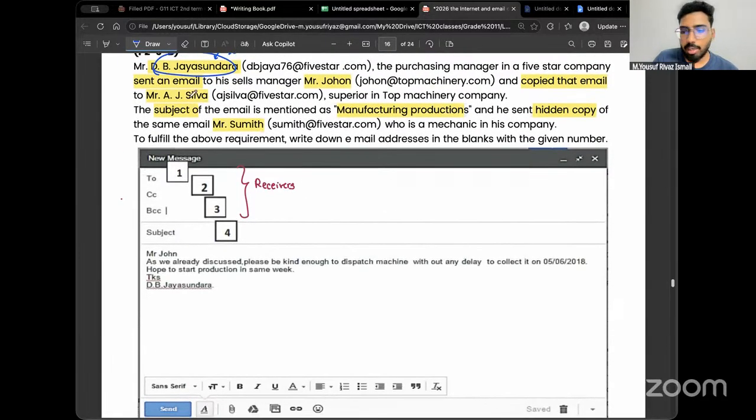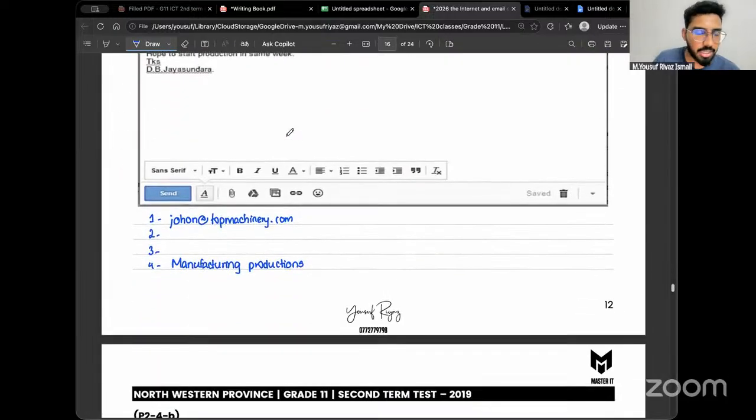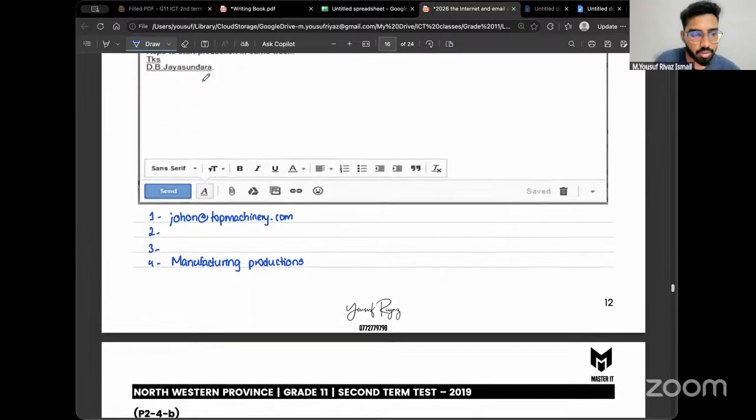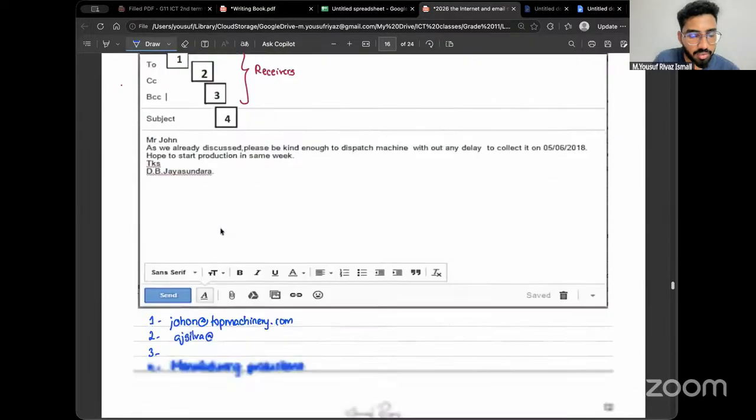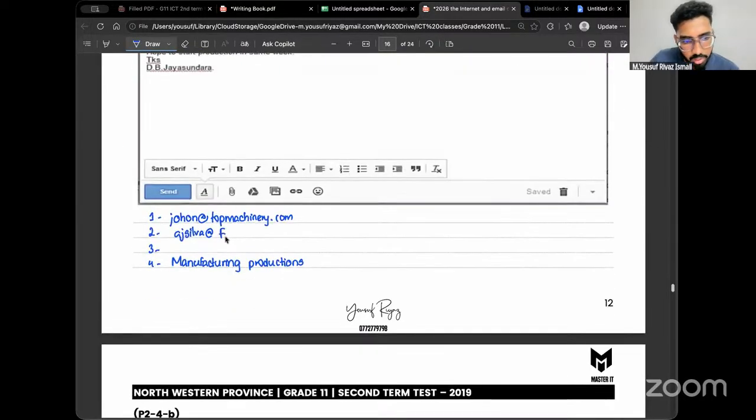And copy that email to AJ Silva. So AJ Silva is going to get a copy of that email. So AJ Silva at fivestar.com. His email is going to come on this CC section number 2. So AJ Silva at fivestar.com.